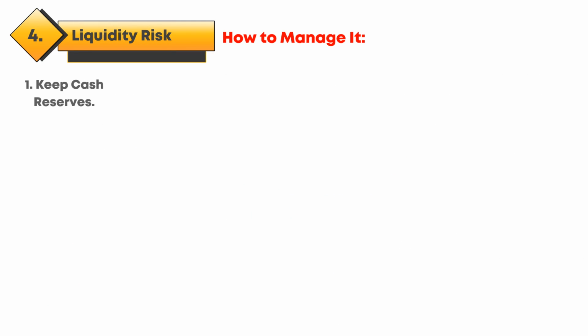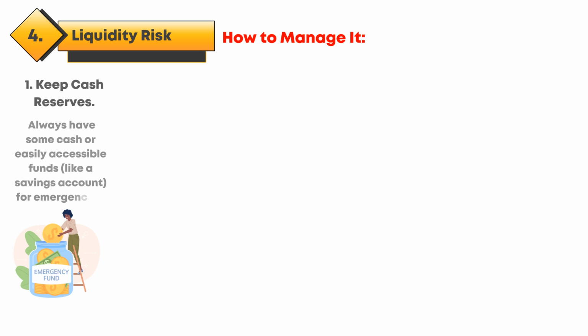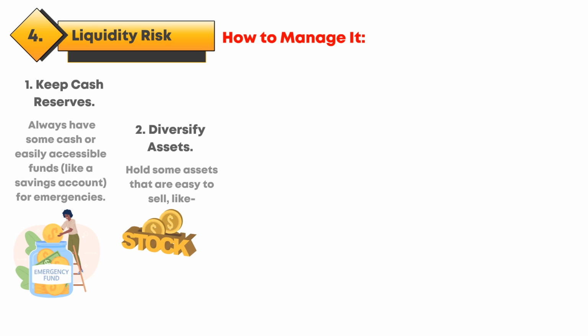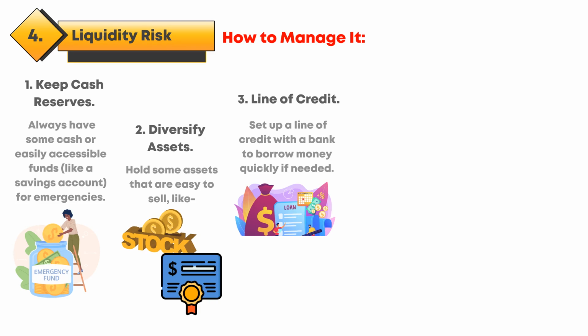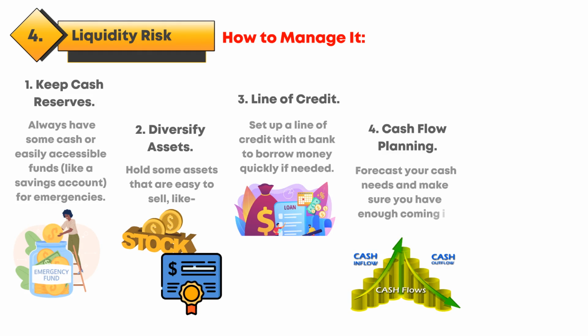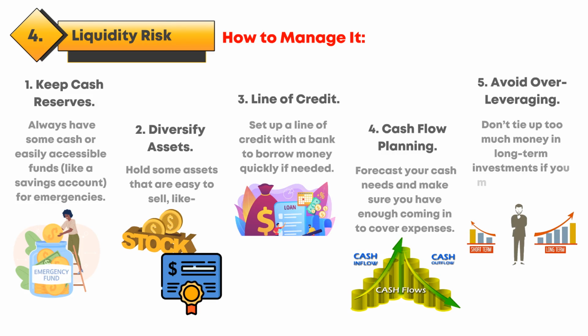1. Keep cash reserves. Always have some cash or easily accessible funds, like a savings account, for emergencies. 2. Diversify assets. Hold some assets that are easy to sell, like stocks or bonds, rather than just illiquid ones like real estate. 3. Line of credit. Set up a line of credit with a bank to borrow money quickly if needed. 4. Cash flow planning. Forecast your cash needs and make sure you have enough coming in to cover expenses. 5. Avoid overleveraging. Don't tie up too much money in long-term investments if you might need cash soon.